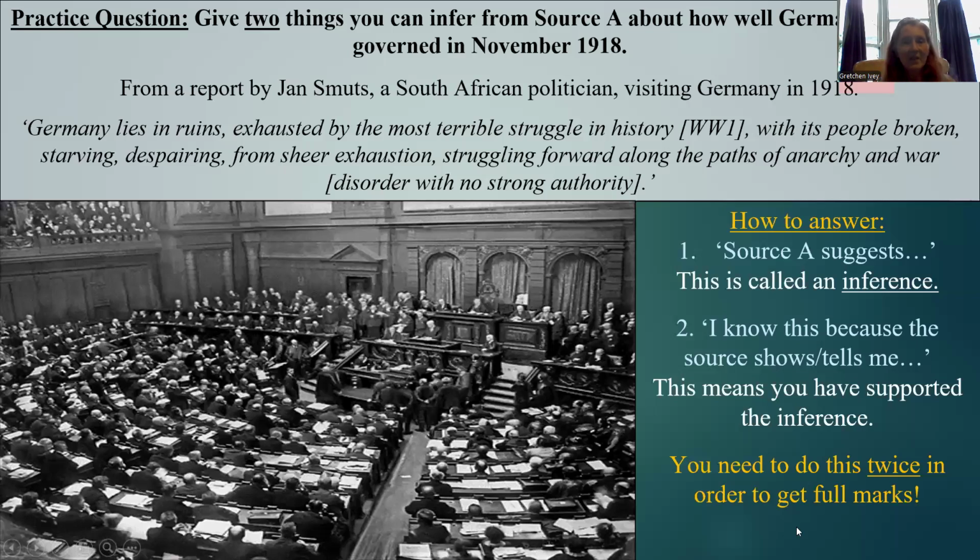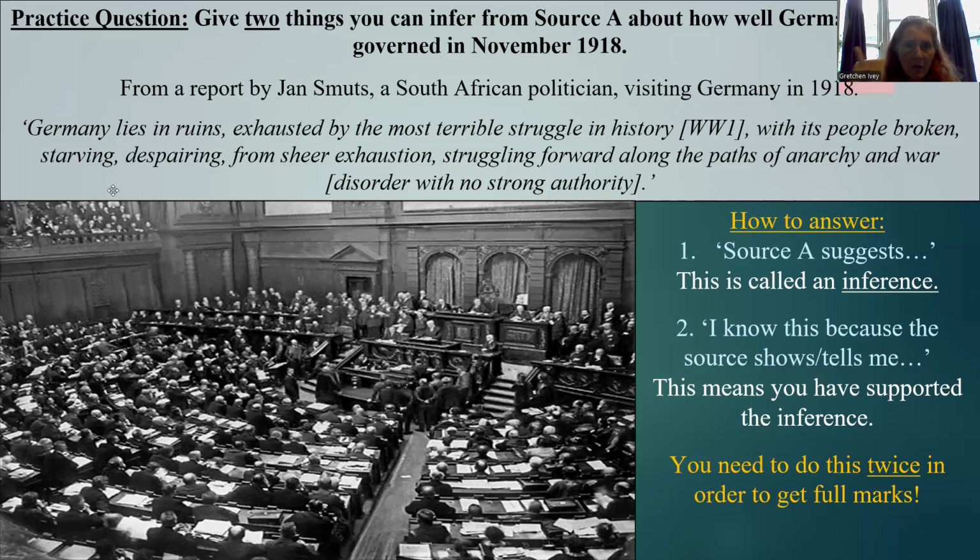Okay, so what we're going to do is a practice question. Now, one of the questions you will get is what's called an inference question, where you're going to get a source of some kind and you are going to have to make an inference on it.